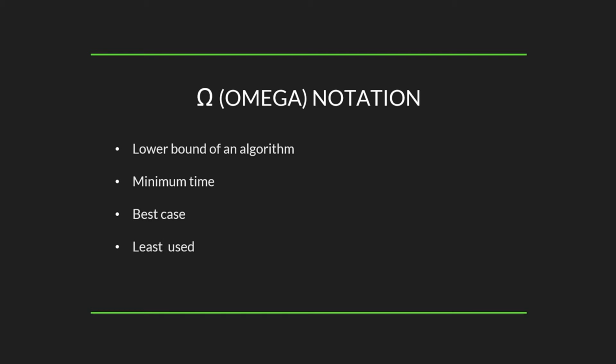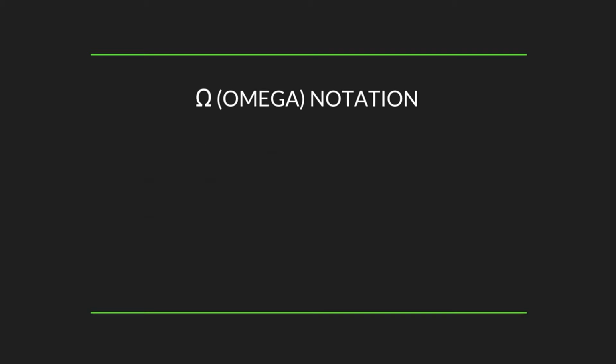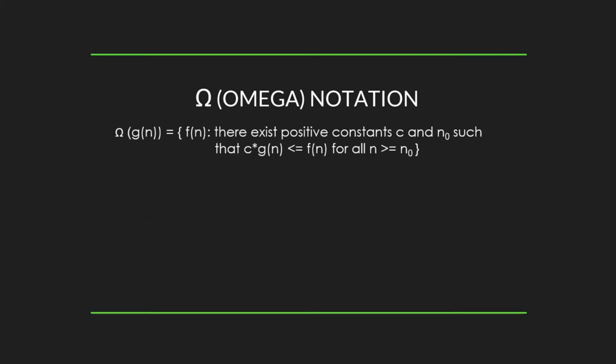Let us now look at the formal explanation. If we have a function g(n), then omega of g(n) is defined as the set of all the functions f(n) for which there exist some constants c and n naught such that c times g(n) is less than or equal to f(n) for all n greater than or equal to n naught. Let's take an example and understand it more clearly.